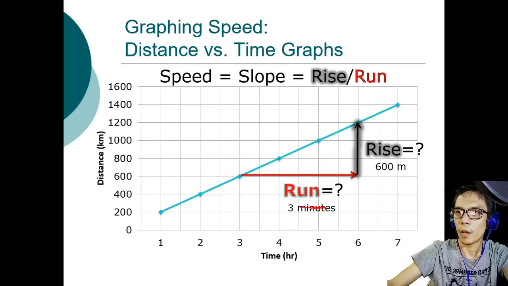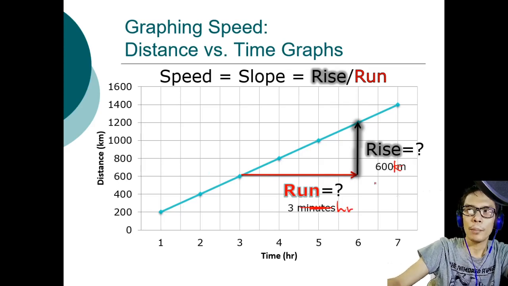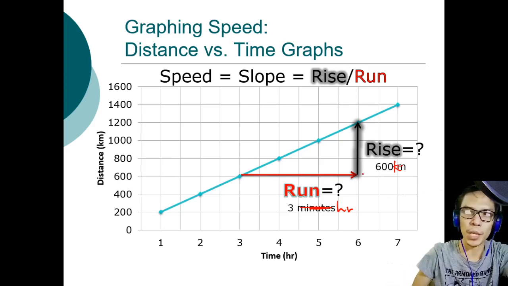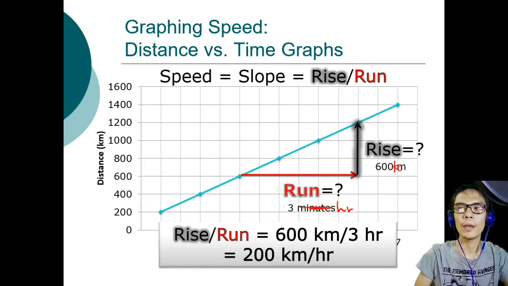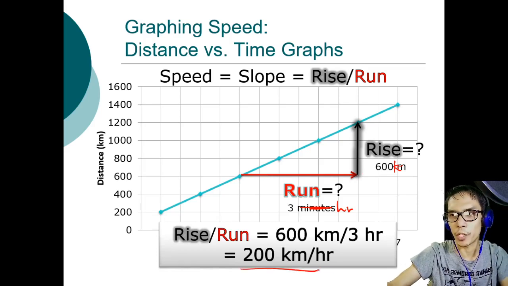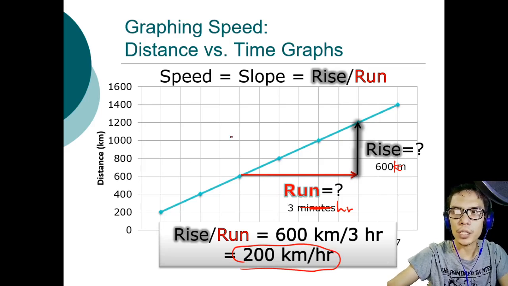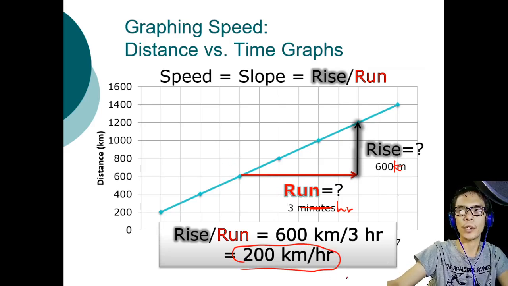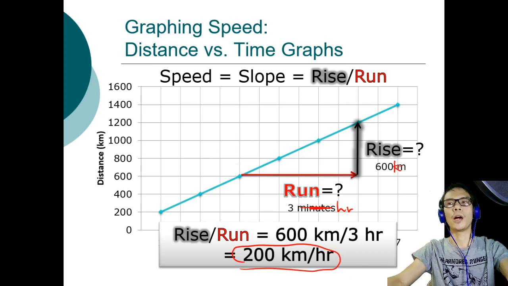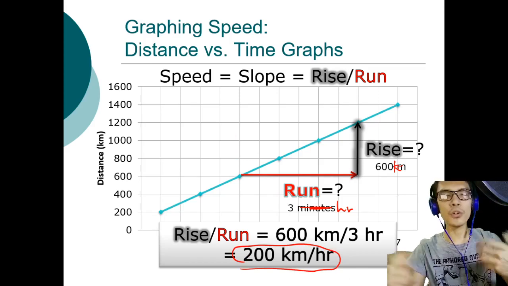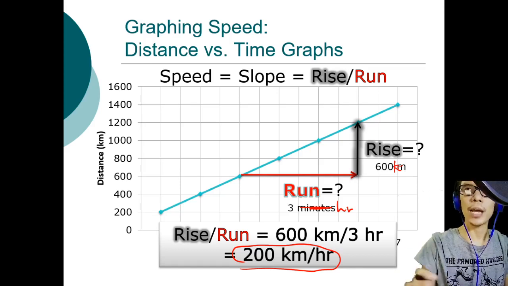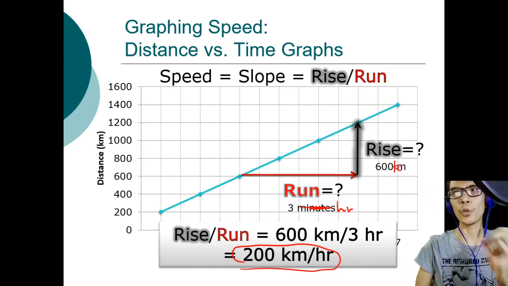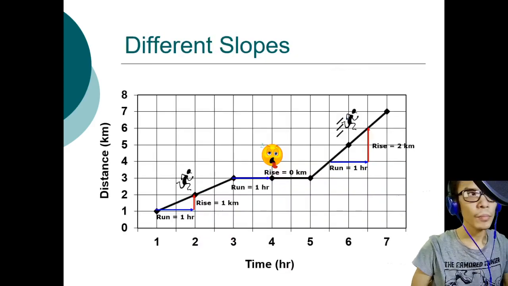Okay, so I have a typographical error here. This is hours and this is kilometers. So basically, following the formula of speed and velocity, distance over time or rise over run, that is 200 kilometers per hour. So the speed of the aircraft on this distance versus time graph is 200 kilometers per hour. Okay, so that's how you analyze the graph of distance versus time in computing velocity.